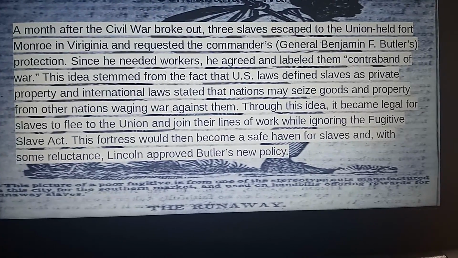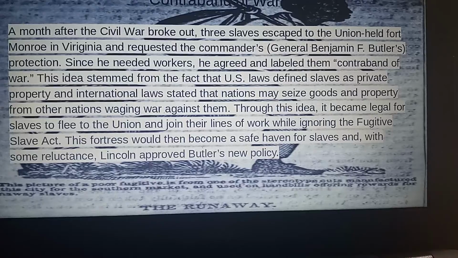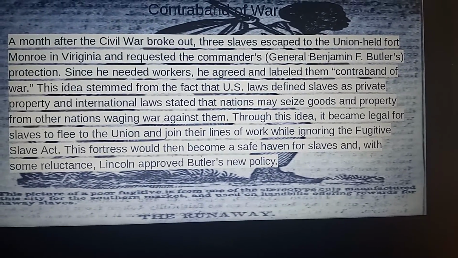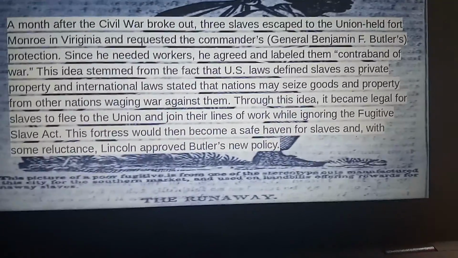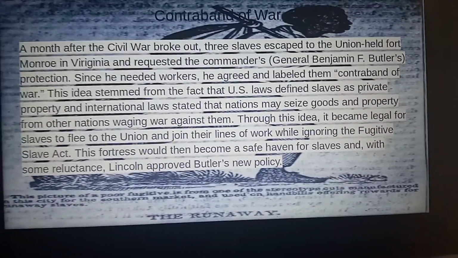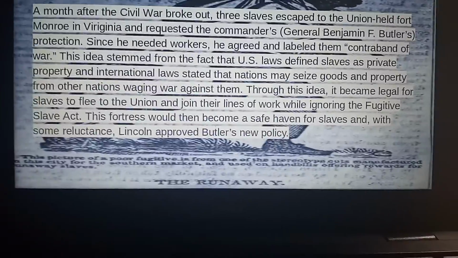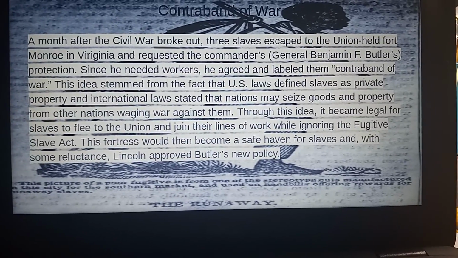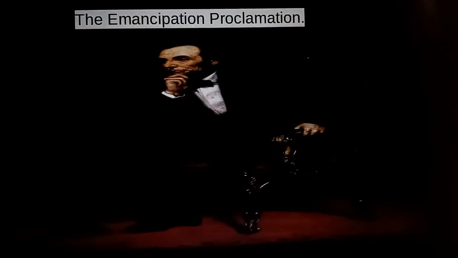This idea stemmed from the fact that U.S. laws defined slaves as private property, and international laws stated that nations may seize goods and property from other nations waging war against them. Through this idea, it became legal for slaves to flee to the Union and join their lines of work while ignoring the Fugitive Slave Act. This fortress then became a safe haven for slaves, and with some reluctance, Lincoln approved Butler's new policy.